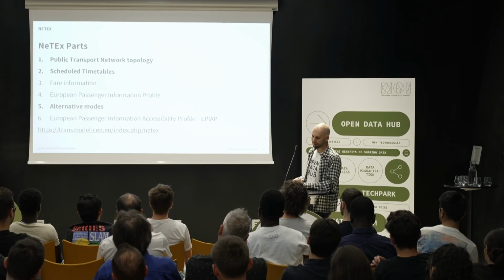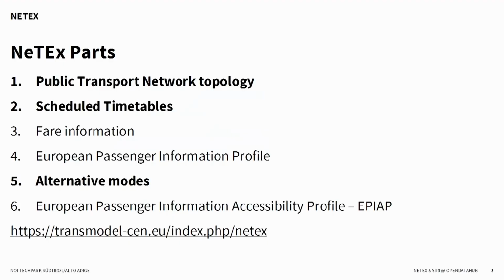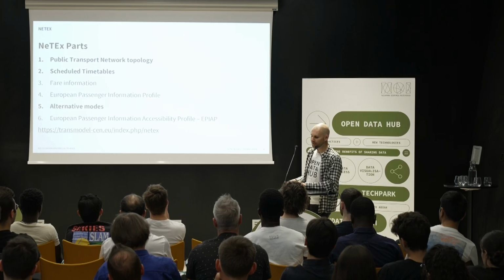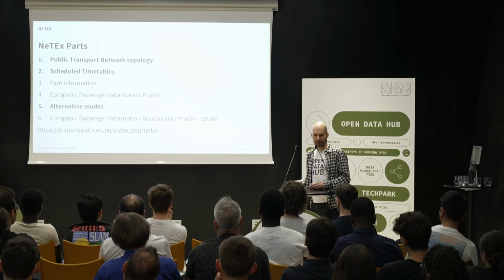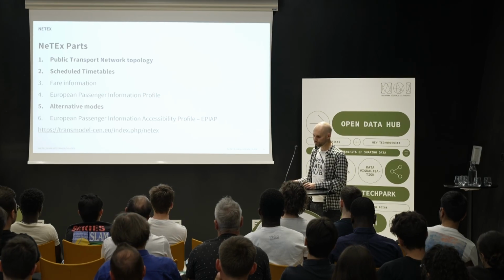So these are the parts of Netex defined by the European Committee for Standardization. Part one is public transport networking topology, so again bus stops and so on, and you have timetable schedules. In bold, I put what we actually interface with, so what we provide on the Open Data Hub. You then have fare information, which we don't have any data about, I think except for car sharing, where now we maybe have some, but we don't export it yet. And then there is also part 5, the alternative modes, which is the new mobility as a service things like car sharing, bike sharing, alternative modes of transportation.